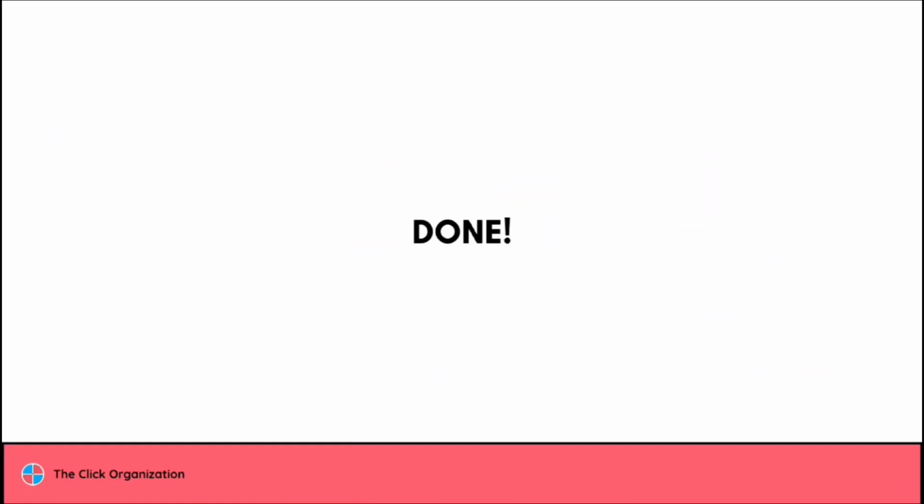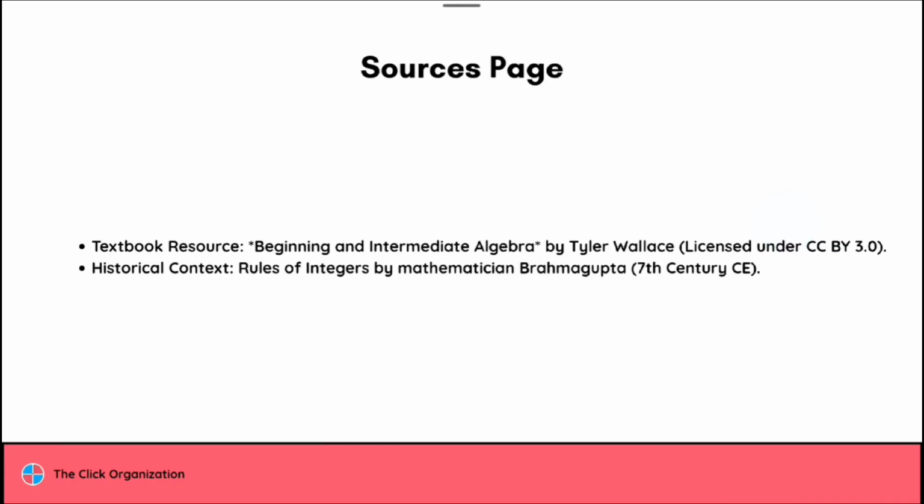We have come to the end of today's lesson. The sources I've used are Beginning and Intermediate Algebra by Tyler Wallace and Rules of Integers by the mathematician Brahmagupta.